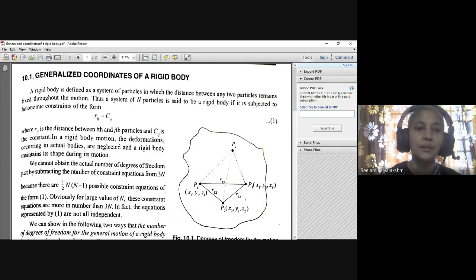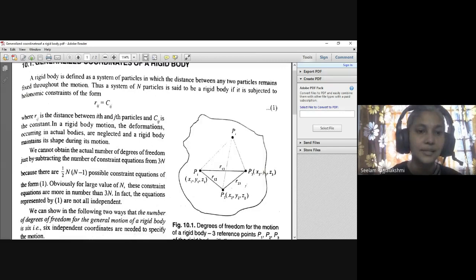So here we cannot obtain the actual number of degrees of freedom just by subtracting the number of constraint equations from 3n, because there are half of n into n minus 1 possible constraint equations of the form 1. This is equation number 1. Obviously, for a large value of n, that means if you consider a system of n particles where n is large, these constraint equations are more in number than 3n.